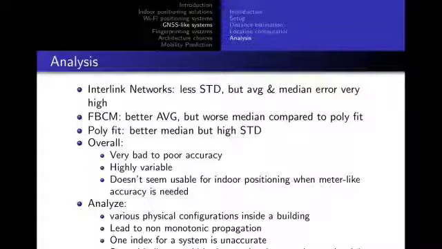There are various physical configurations inside a building that explain such behavior, which lead to non-monotonic propagation of the waves. So you have some parts inside the rooms where you propagate like in the atmosphere, but when you go through the walls, the furniture, even people, you have a big loss of the signal over a very small distance. So using one index for a system is inaccurate, so we see that with the interlinked network system.